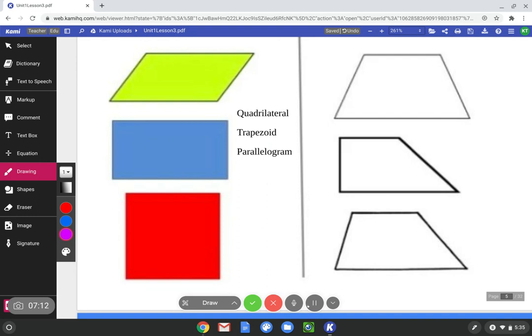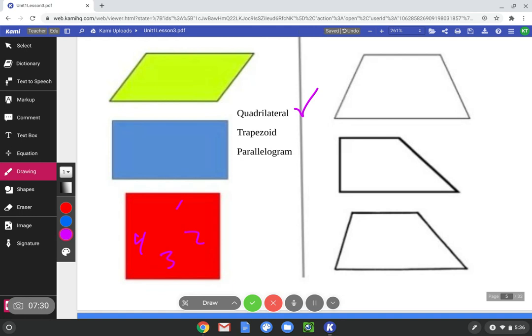Now we are going to do the final shape, the red shape at the bottom. Remember, we start vague. Well, I see 1, 2, 3, 4. So I know it's a quadrilateral. It has 4 sides. Now let's get more specific.